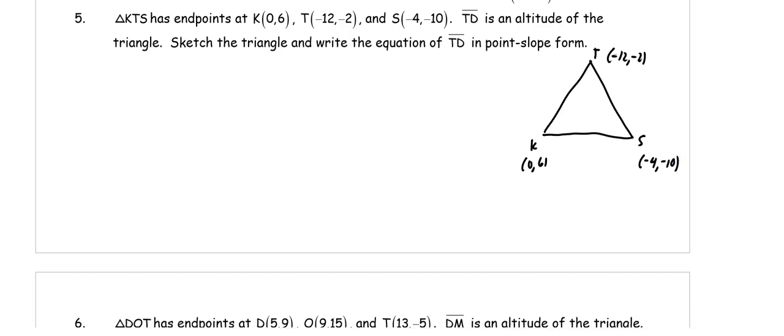Now I want to write the altitude TD. So my altitude goes from T down to the opposite side. So I'm going to use the point T. That point's already done for me. I need to find the slope that I'm going to use for my equation. So my first step is to find the slope of KS. So I have negative 10 minus 6 over negative 4 minus 0, which gets us negative 16 over negative 4. That reduces to positive 4.